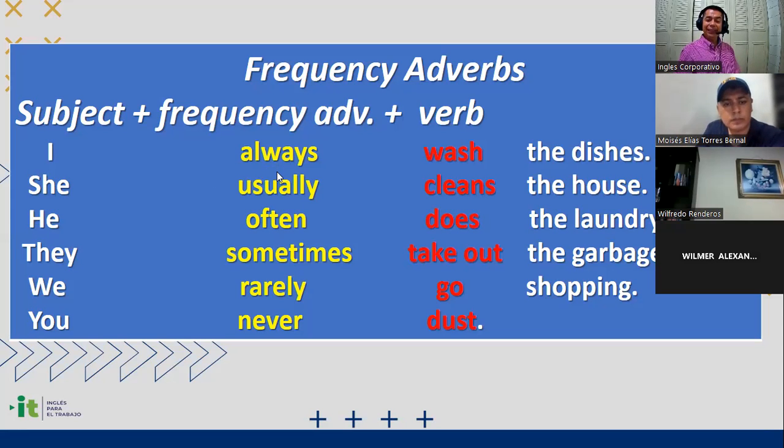Okay, now, and then we have the frequency adverb. Look, always, siempre, right? Usually, usualmente, often, frecuentemente, sometimes, algunas veces, rarely, raramente, and never is 0%, never, right? For example, I say, I always wash the dishes. Siempre lavo los trastes, ¿verdad? Si no, no hay cena. Okay. No, no, I always wash the dishes.